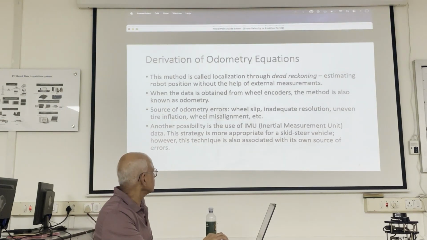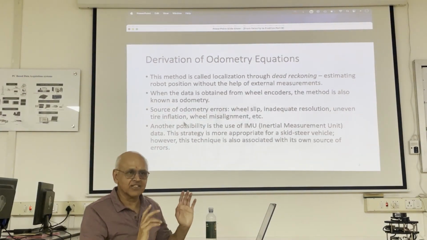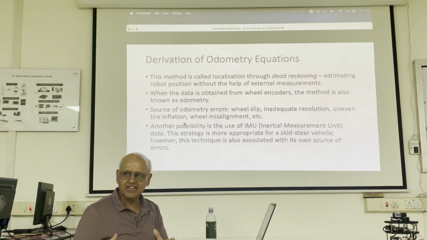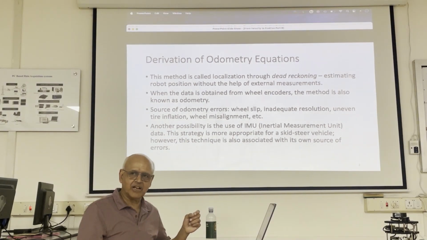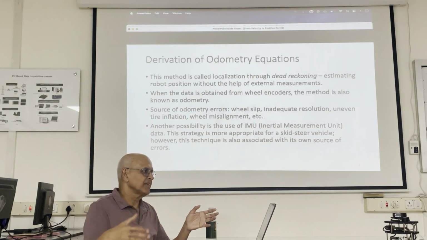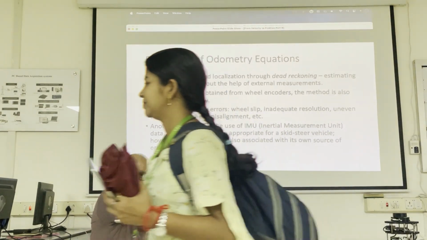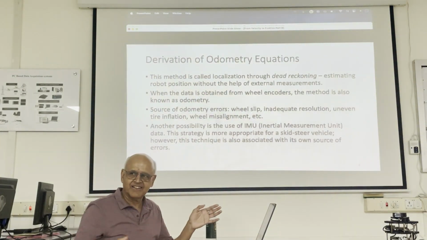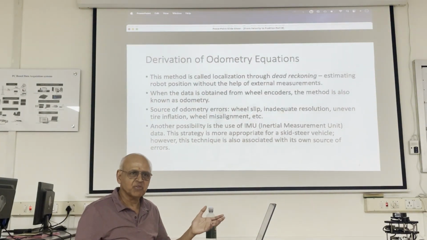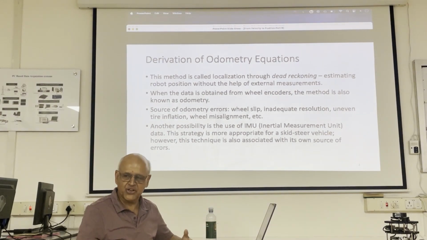Uneven tire inflation. It's going to happen all the time. If the right tire is bigger, meaning you have inflated it more, and if you drive it with the same velocity, will it go left or right? Let's assume that you're driving it with the same velocity, but the right tire is more inflated. You'll be going left. Right? So, how do you know? You're going to go by the text.